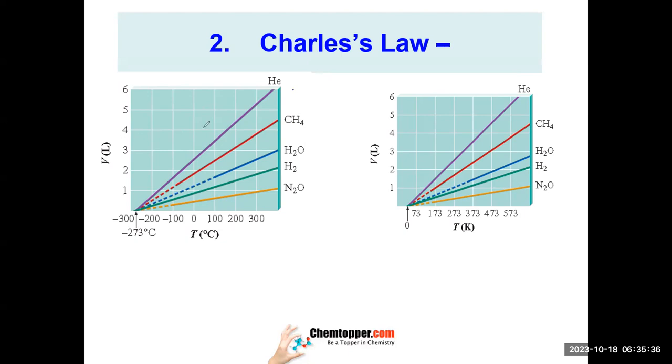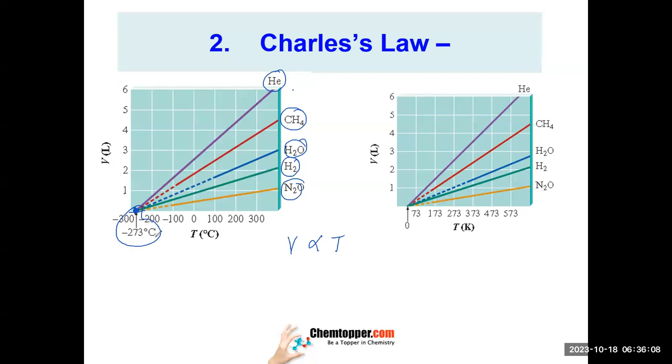Let's see these graphs. So volume is directly proportional to temperature. So graphs are straight lines. Different gases have different molar masses, so lines are not overlapping with each other. But can you see that when all these lines are extended to meet this axis, they all are meeting at the same point?